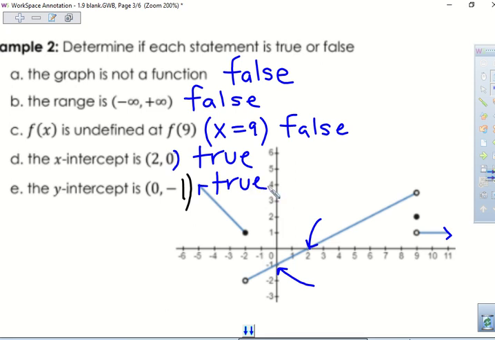So this is a really typical question that I would give you on a quiz, because on quizzes I'm not going to have you actually graph. You're going to be analyzing graphs, you know what I mean, when it comes up. So does anyone have any questions about A through E here? Okay. Are we good to move on then?